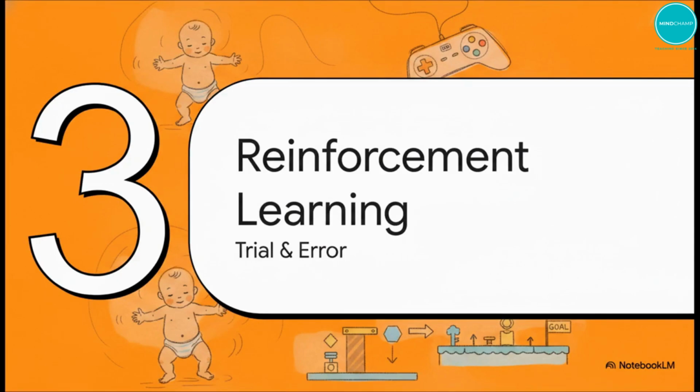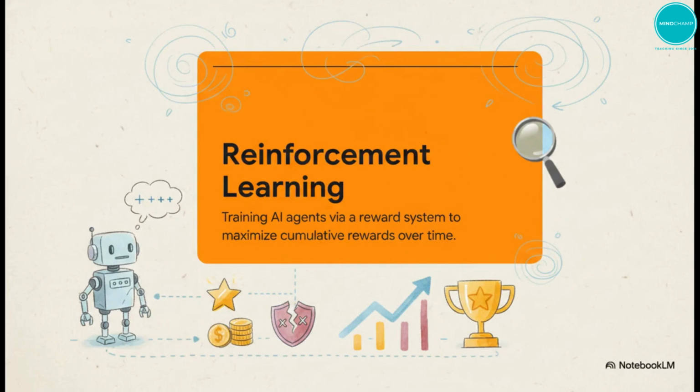Moving right along to part 3, reinforcement learning, trial and error. You can think of this third pillar as being super comparable to how a human baby learns to walk, or how a gamer figures out how to beat a brutally tough level in a video game. In reinforcement learning, there is absolutely no labeled data, none. Instead, we train AI agents through a strict reward and punishment system. They learn entirely by interacting with an environment, exploring brand new tactics, and getting feedback for their actions. Their one and only goal is to maximize their cumulative rewards over time.